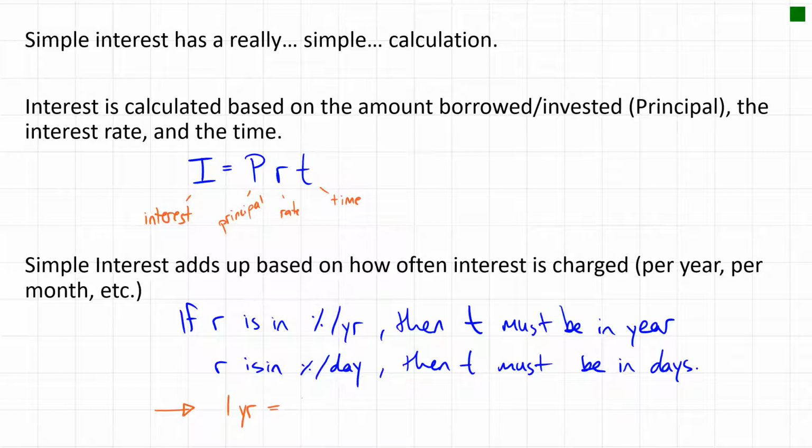So 1 year is equal to 12 months, which is equal to 365 days. That's what we're going to use in this course. Some people will use 365.25 days because that accounts for leap years. But if you use 365 days in this course, that's good enough for our calculations.